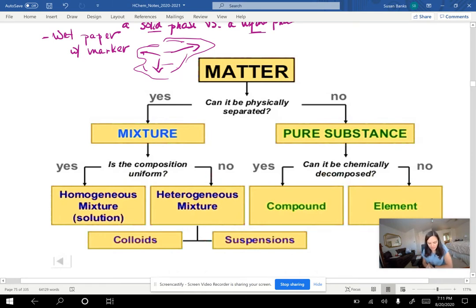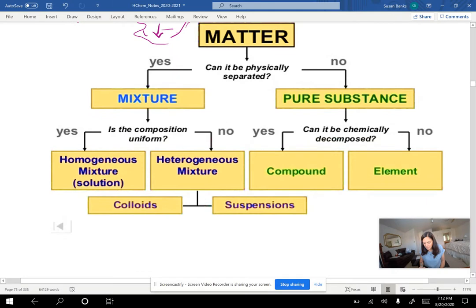So matter, can we physically separate it? If we cannot, it's a pure substance. If we can, it's a mixture. Okay, so let's go to pure substances here. If that pure substance is made out of just one element, it is an element. Can it chemically be decomposed? No, so it would be elemental. If it can chemically be decomposed, it is a compound, meaning it's made out of two or more different types of atoms that are chemically bound together.